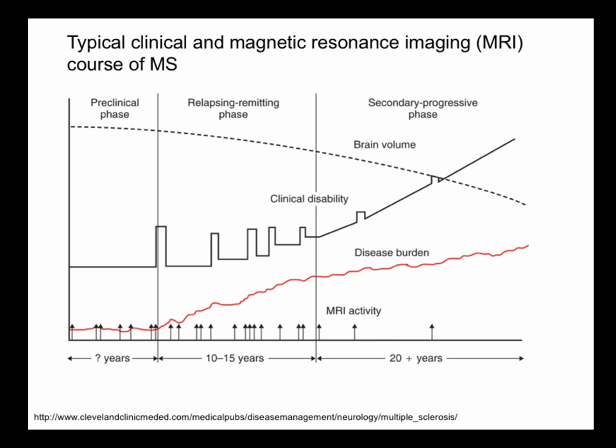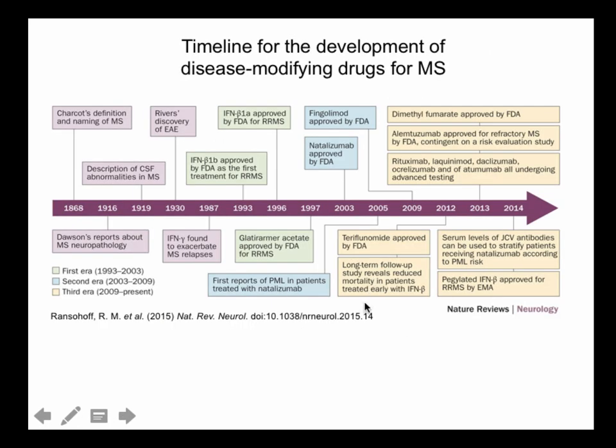So there are really two big phases in MS. So I just presented before, the early part of disease, which is relapsing remitting. So you have attacks, then you remit, and so on and so forth. And then there's the secondary progressive phase of disease, which will last until the end.